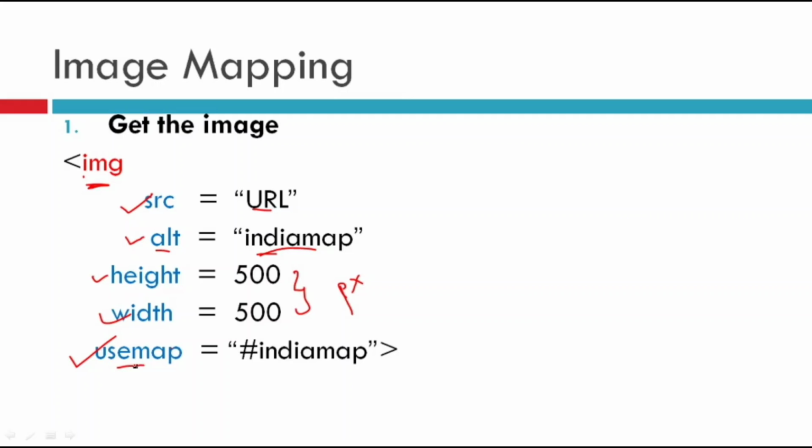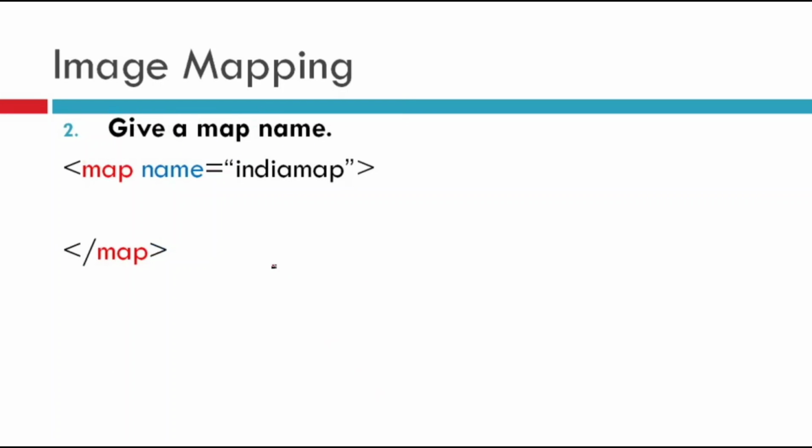So usemap is the attribute which is used for a client-side image map, and it has a value. It begins with a hash symbol, and you can give any relevant name to this image. As we are working on the map of India, I have given the name India map, and then you have to close the image tag.